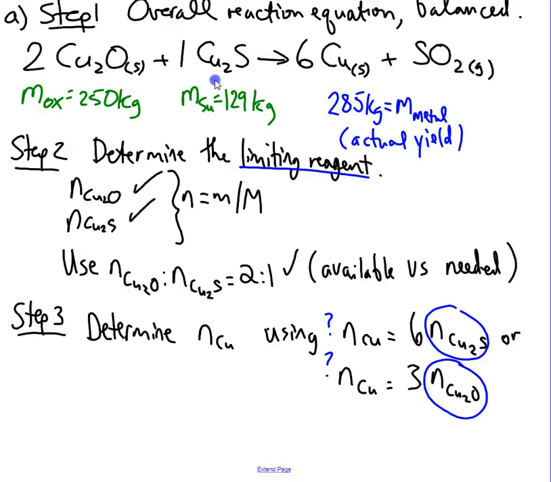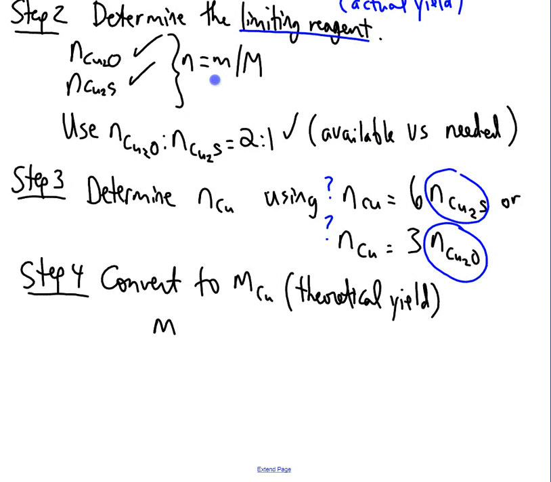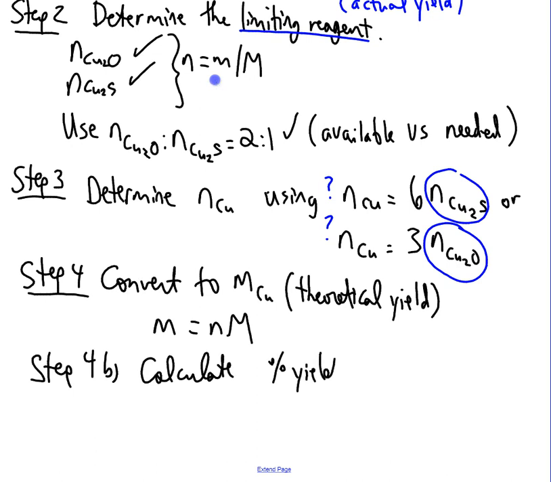Once the number of moles of copper are produced, then step 4 would be to convert to a mass of copper, which would be the theoretical yield. And of course, that would require using mass equals moles times molar mass, and then step 4, part B, if you want to say there's only 4 steps, would be calculate percentage yield. Okay. And we've done that in the previous question.